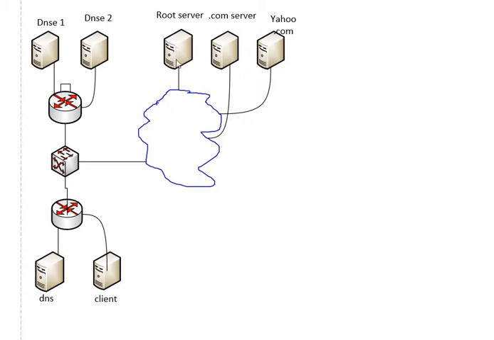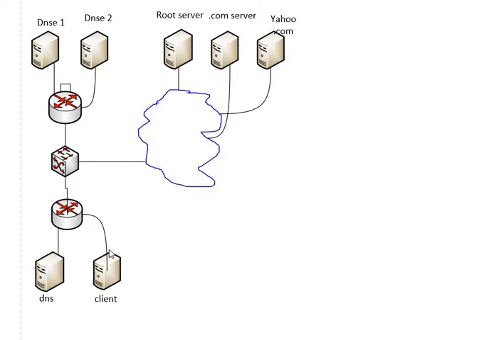The root machine will respond with the IP address back here for the .com server of yahoo.com. It will then send a request or query out to the .com server to where yahoo.com is. This will reply back to the DNS with the IP address of yahoo.com.